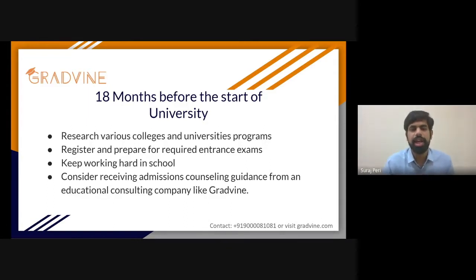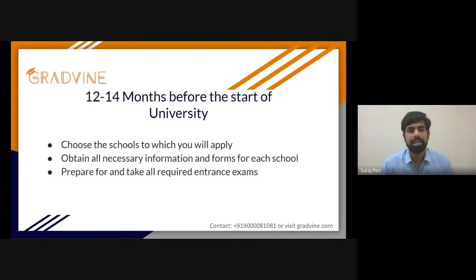All right, so 18 months prior is when you should have locked in your decision of going and applying abroad. You should have a vague idea of what major, minor, university, college, etc. you're going to be applying to. And in general, consider receiving admission guidance, because we have had the experience of putting thousands of students through the entire process. And therefore, that is something that we can bring to the table with respect to your own application process as such.